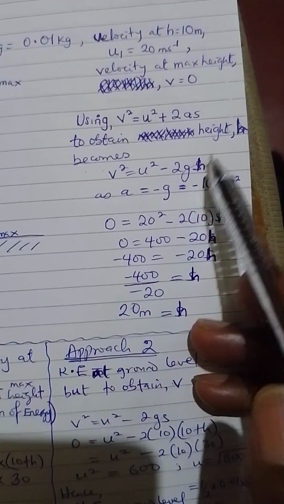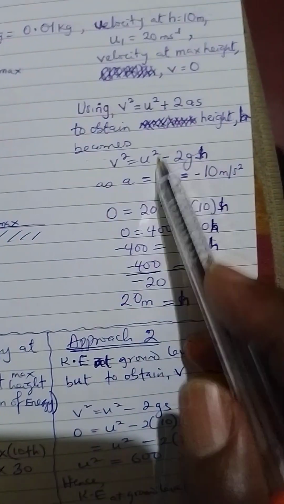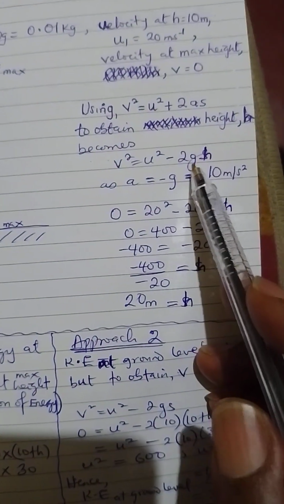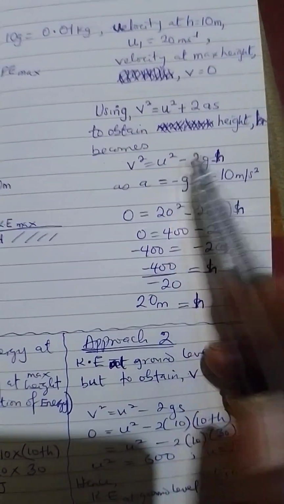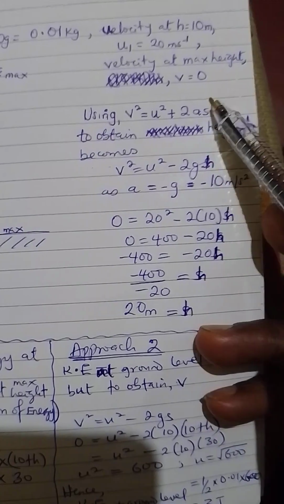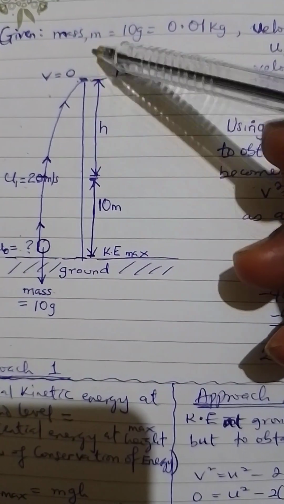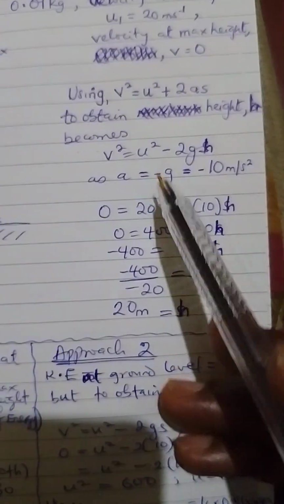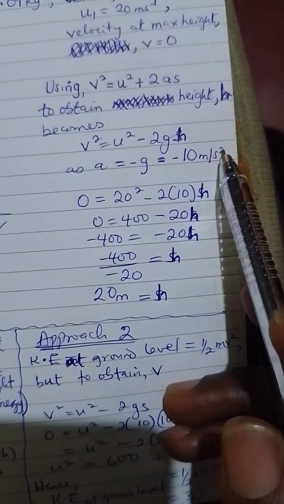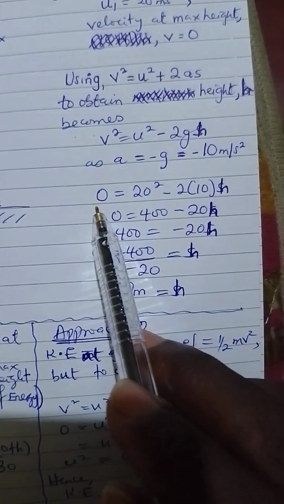To obtain the height H, the smaller part, you can use the third equation of motion, modified. Our acceleration, A, is now the acceleration due to gravity, and it has to be minus because the object is moving in the opposite direction to it. Our S, which is for distance, is replaced with H, since I'm just calculating for this section of the journey. So we have A equals minus g, minus 10. Slot that in. At maximum height, velocity is 0.